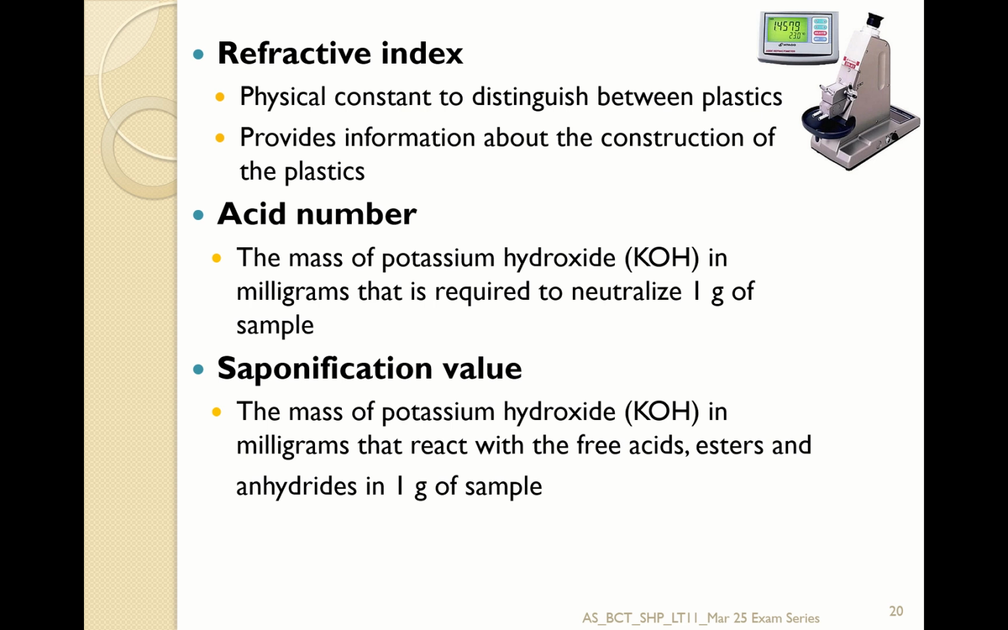Acid number and saponification or sap value. This one is more to see whether the reaction is complete or not, because some monomers are acidic, so they have to check whether all the monomers are fully reacted. If it's not fully reacted, then the acid number will be high, because what is not reacted is acidic.